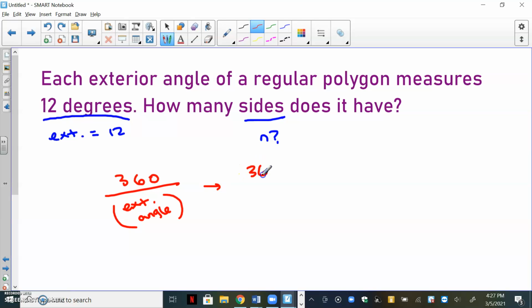So for me, here, it's going to be 360 divided by 12. So that'll give me a final answer of 3 sides.